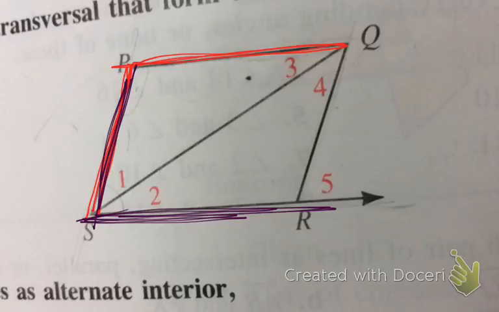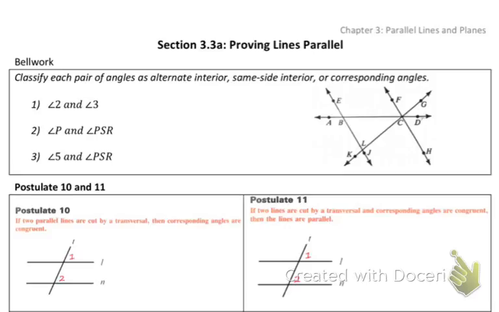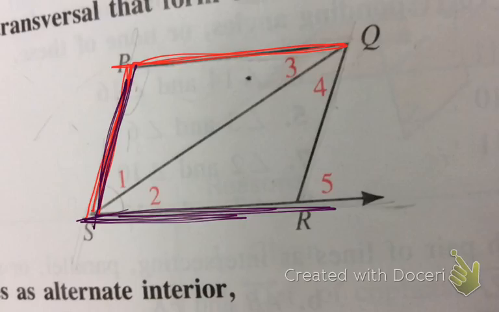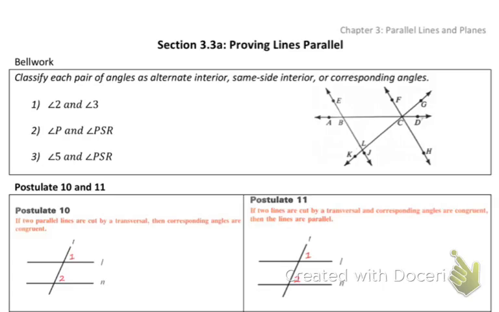Okay? And then the next question was angle 2 and 3. Who's got that? 2 and 3? Robin. Alternate interior. Alternate interior angles. Awesome. And then number 3 was angle 5 and PSR. Who's got that one? Evan? Corresponding. Let's double check.